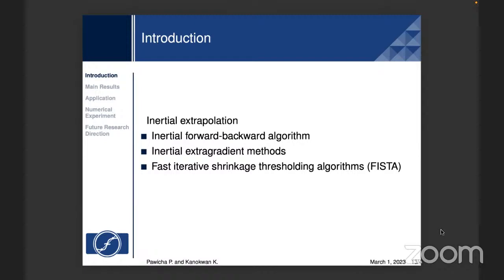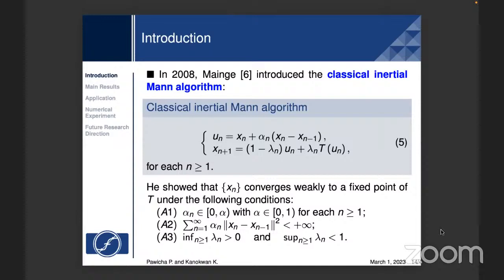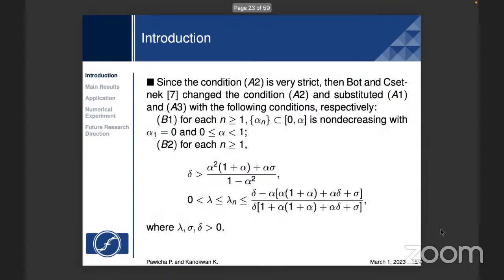By using the technique of inertial extrapolation, in 2008 Mann introduced the classical inertial Mann algorithm, defined in Equation 5. He showed that the sequence x_n converges weakly to a fixed point of T under conditions A1, A2, and A3. The condition A2 is very strict, so they change condition A2 and substitute A1 and A3 with new conditions B1 and B2, where lambda, omega, delta are positive constants.